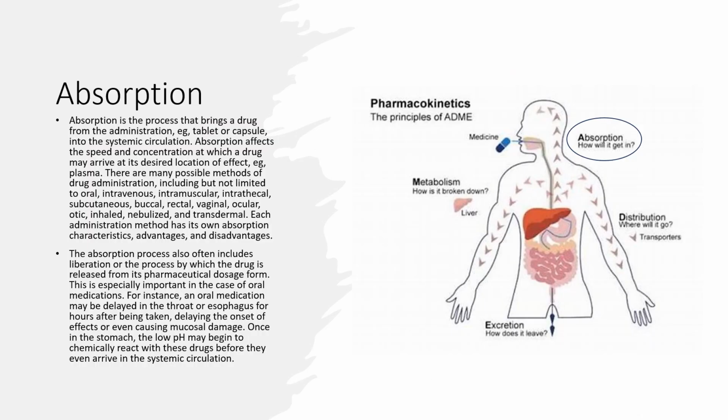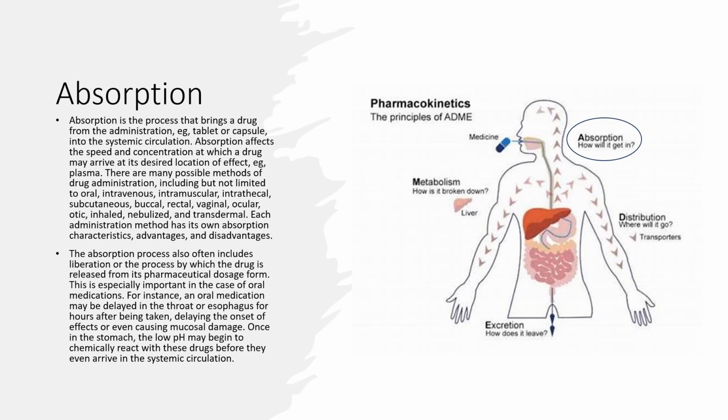Okay, so let's now talk about ADME. First, absorption. Absorption is the process that brings a drug from the administration, for example, tablet or capsule, into the systemic circulation. Absorption affects the speed and concentration at which a drug may arrive at its desired location of effect, for example, the plasma.